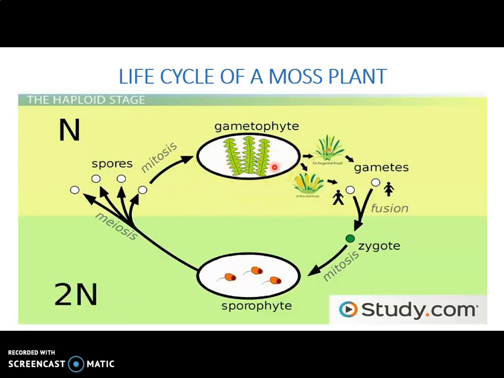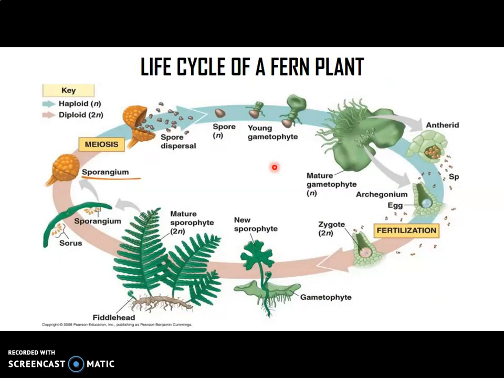Note that very well. Now, in the life cycle of a fern plant, we have a little difference from the former one. In this life cycle, we still have alternation of generation, but here the dominant phase is the sporophyte. Here we have the mature sporophyte. The sporophyte, from the sporangium, will produce the spores. The spores will come out from the sporangium.